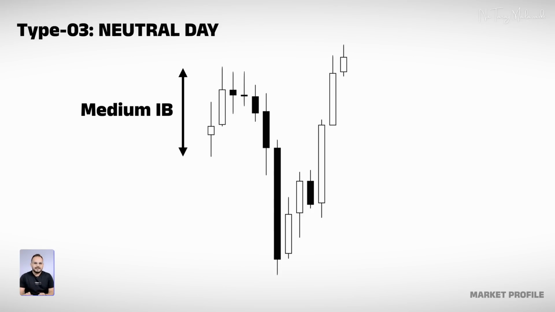But the good news is that neutral days are less frequent compared to normal variation days. They occur only about 15 to 20% of the time. So if you are faced with a medium IB range, it's more likely to be a normal variation day than a neutral day. So you don't have to worry too much about it. However, neutral days are important to recognize because they require careful risk management. I'll be discussing that in the coming sections.